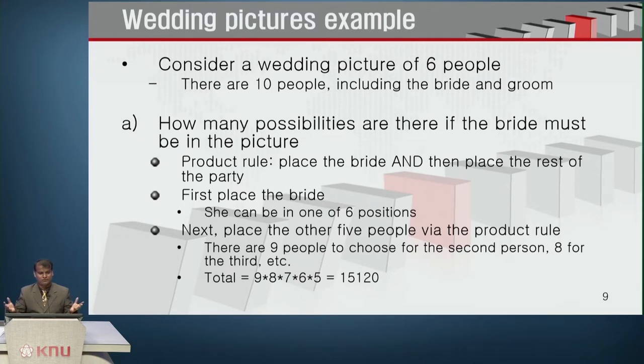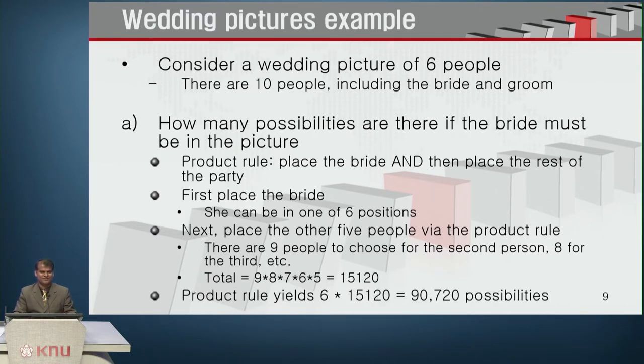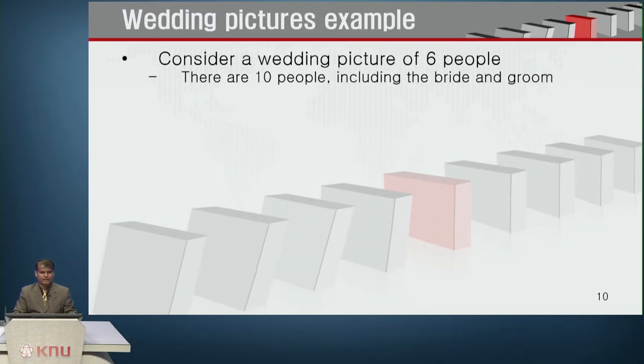So in fact, you have 15,120 different possibilities just for this simple picture. That's incredible. The product rule yields 6 times 15,120, that is 90,720 possibilities. Well, in fact, because we already fixed the bride as one position in the previous slide, it becomes a little bit easier.